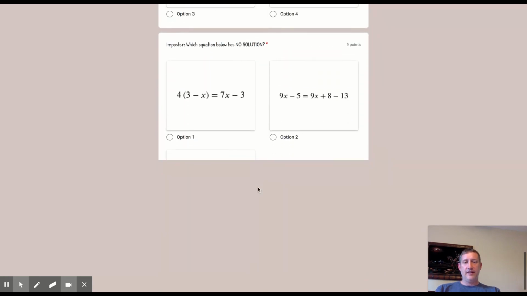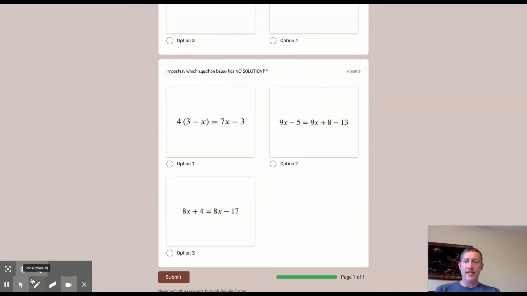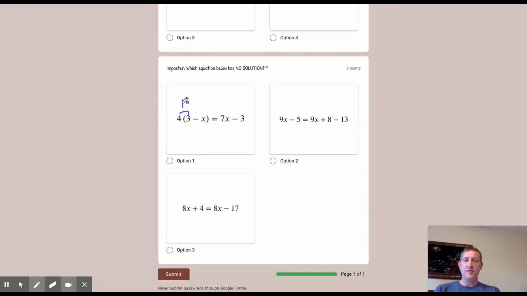Okay, and then last one, which one has no solution? Again, first thing you got to do is simplify. So this time you're going to distribute. That gives you 12. And then distribute again. That gives you -4x. Okay, and on the other side we have 7x.